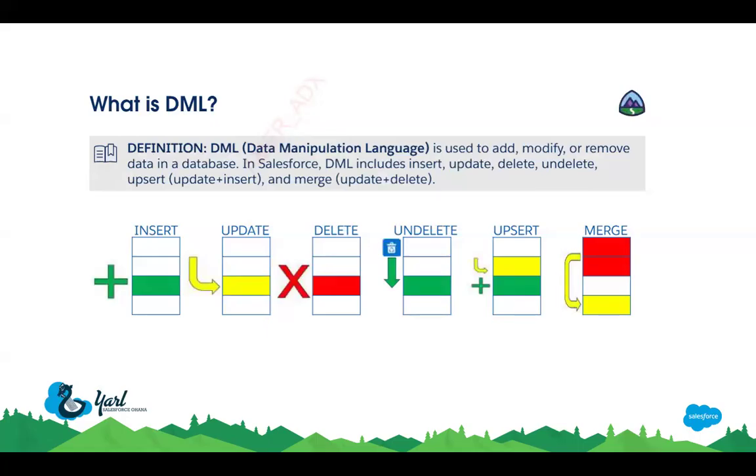You can insert a new object, or rather a new record. You can update a record. You can delete a record. You can upsert a record. You can merge a record. To be honest, the last three you can ignore. We rarely use the last three here. We usually use the first three. We either insert a new record, update a record, or delete a record.